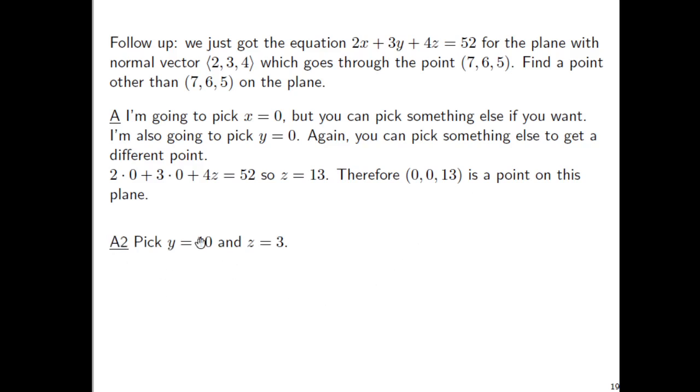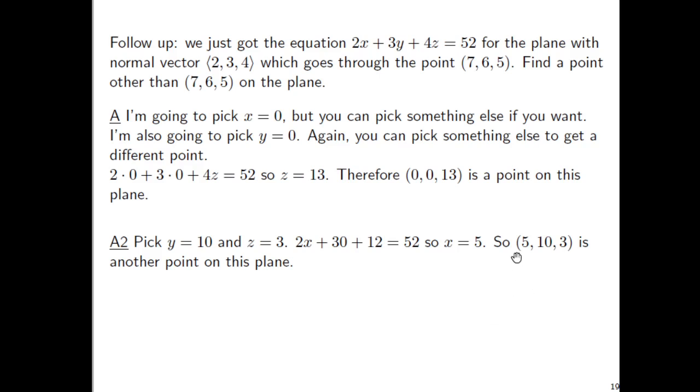As a second answer, just to try different things, instead of picking x and y both to be 0, I'll pick two other variables. How about y and z to be 10 and 3 respectively? I'll plug those in, and I'll have 2x plus 30 plus 12 equals 52, and I solve and get x is equal to 5. Therefore (5, 10, 3), that ordered triple, forms another point on this plane.